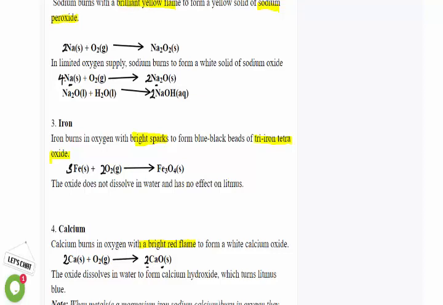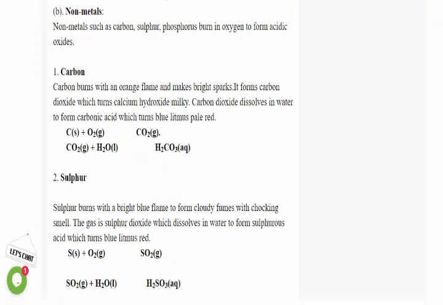Now let's proceed to nonmetals. Nonmetals such as carbon, sulfur, phosphorus burn in oxygen to form acidic oxides. Carbon burns with an orange flame and makes bright sparks. It forms carbon dioxide, which turns calcium hydroxide milky. Carbon dioxide dissolves in water to form carbonic acid, which turns blue litmus paper red.